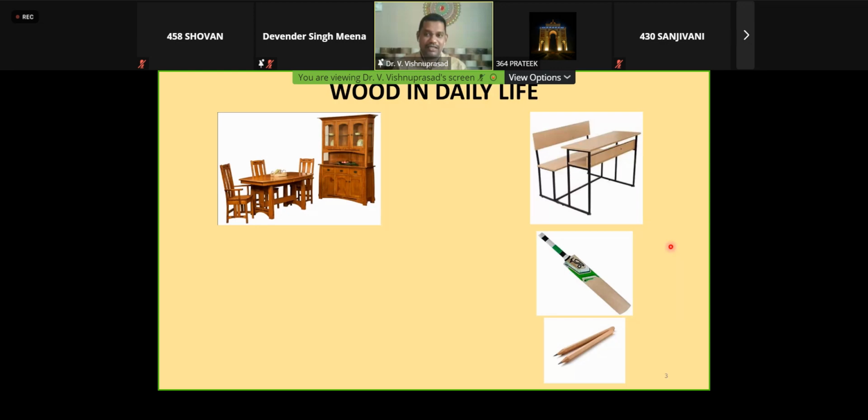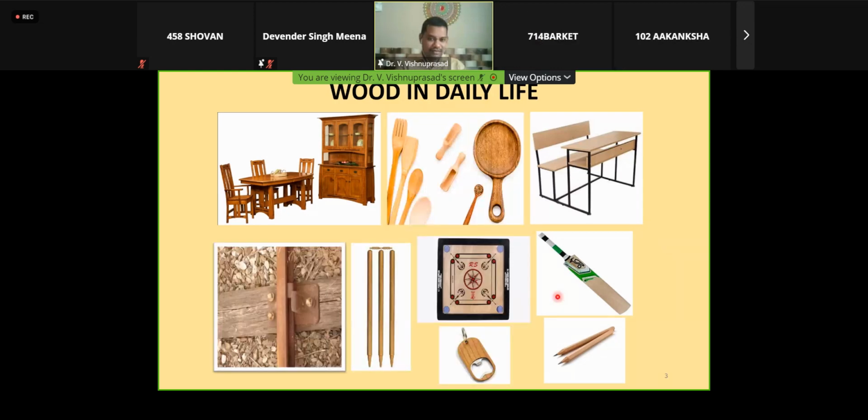There are various other materials as well, but here we are looking at it from the wood point of view. These are some of the few examples which I'm showing you, giving you an idea how wood is coming around us in everyday life. We cannot avoid wood in our daily life. It's better to know a little more in-depth about what wood is, right? So let's go a little further.